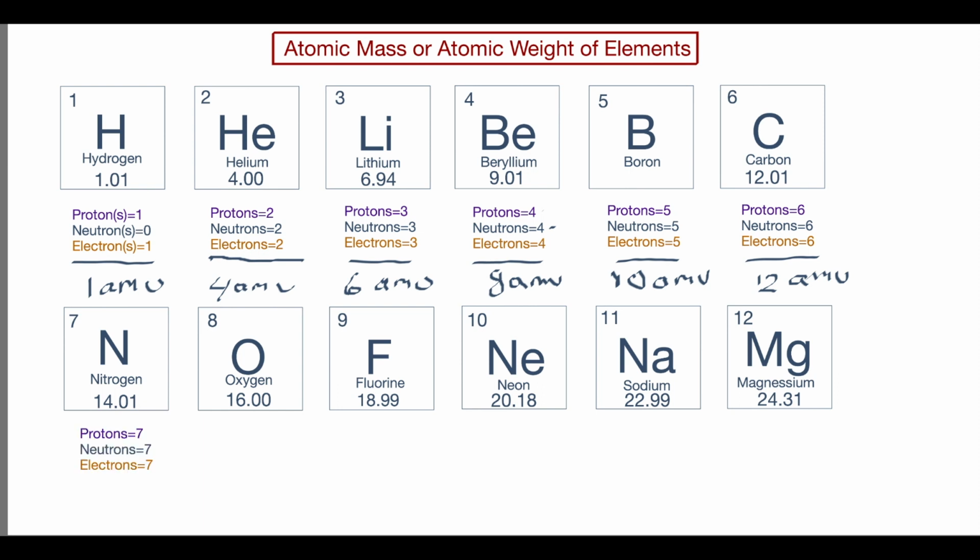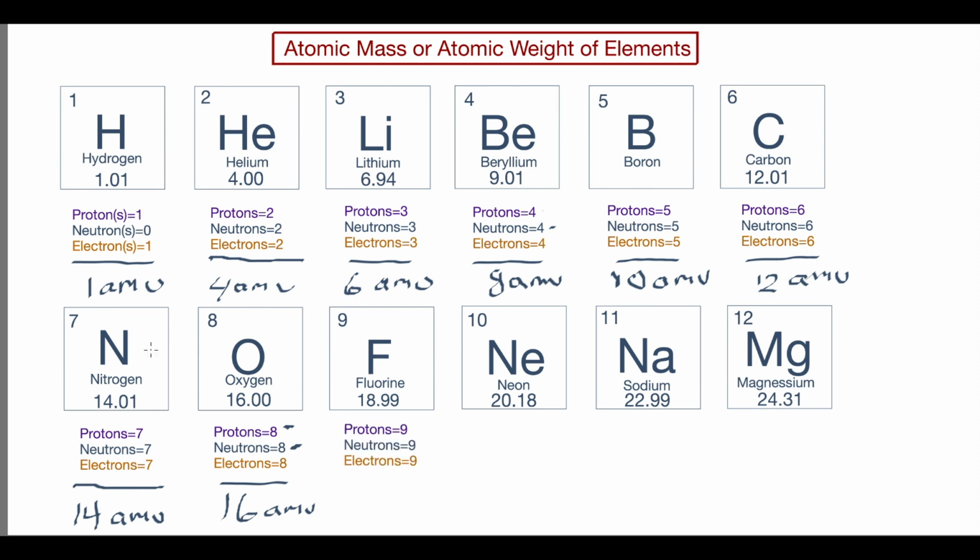Alright, so the next one is nitrogen at the bottom. So we have here 7 protons plus 7 neutrons equals 14 AMUs. And we see we have 14.01, which is close. Now, the table says oxygen has 16 as the atomic mass units. Let's see. The number of protons is 8, and the number of neutrons is 8. So if we add those together, we have 16 AMUs. So we're correct. Now the next one.